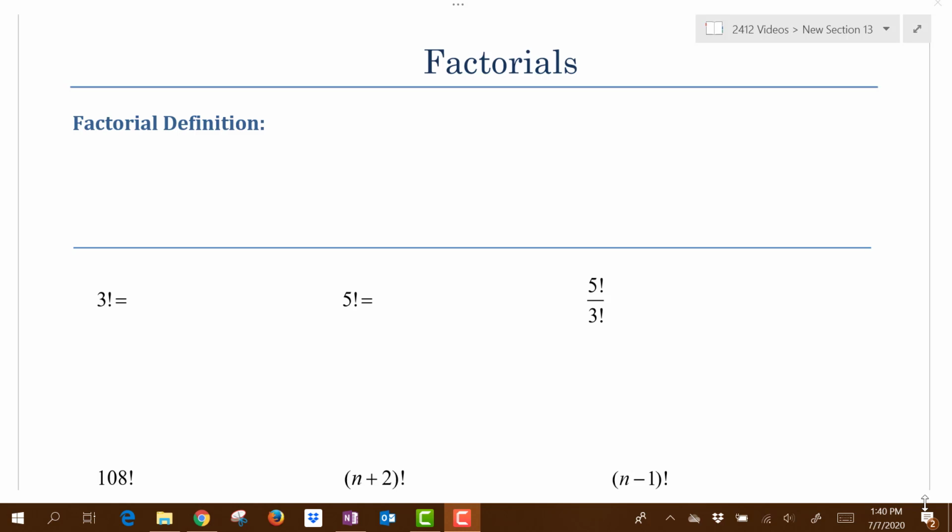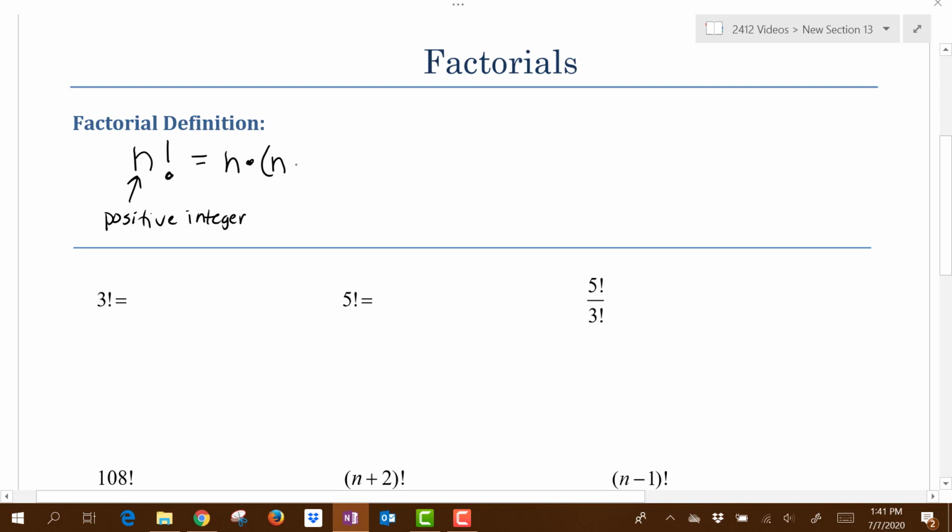In this video we're going to talk about factorials, and we'll start out with the definition of a factorial. Factorials start with a positive integer, and here we're going to call that positive integer n. And the notation for a factorial is actually an exclamation point. So this says n factorial. The definition of this is to start with the number n and then multiply that by a number that's one less than n.